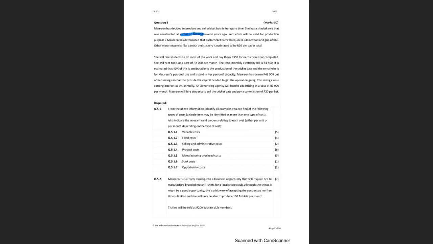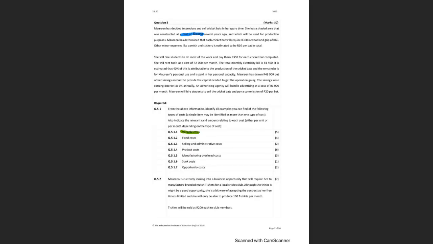So here you're going to see in terms of the questions asked, they are asking you to calculate your variable cost, your fixed cost, your admin costs, and so on. So everything that we highlight here is going to fall into some of the categories that you come across. So let's have a look at these.